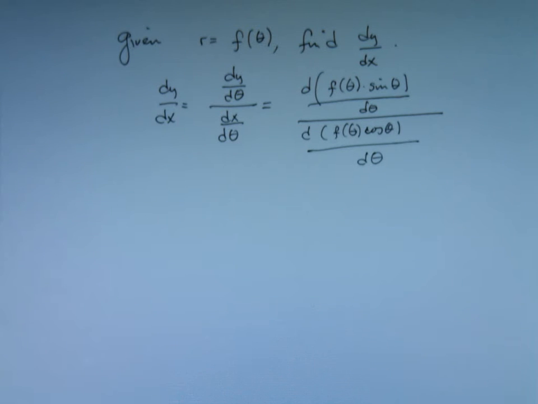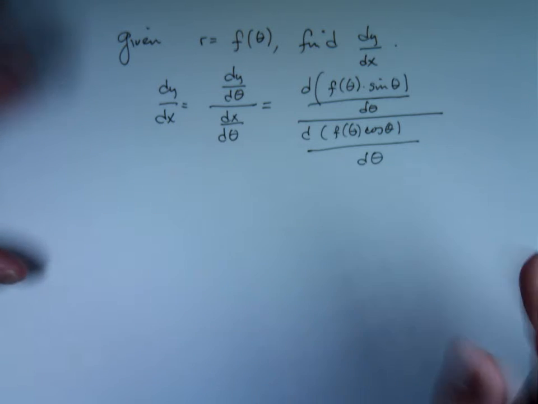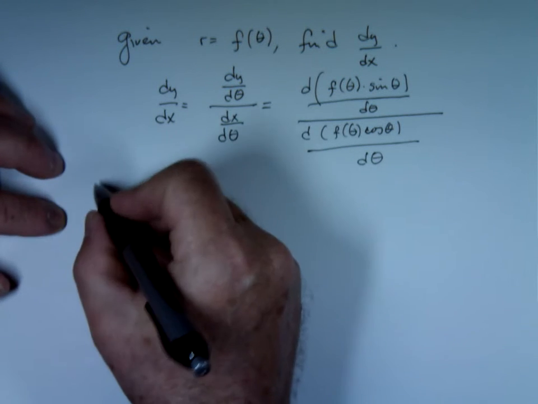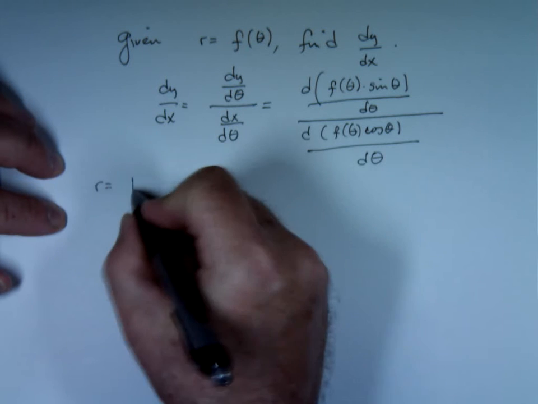Let's do an example. You really don't have to memorize this, but you do know how to change from polar to parametric. So let's do a problem. Let's do the cardioid, r is equal to 1 plus cosine theta.